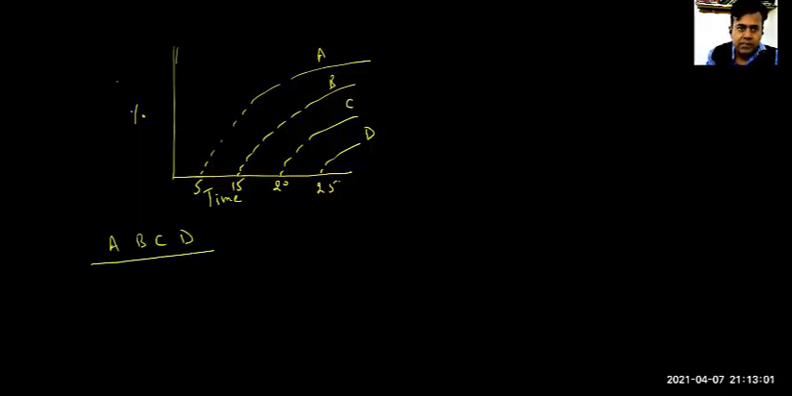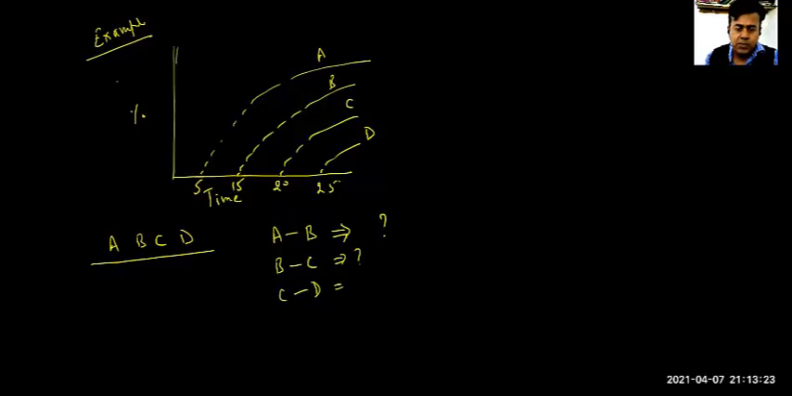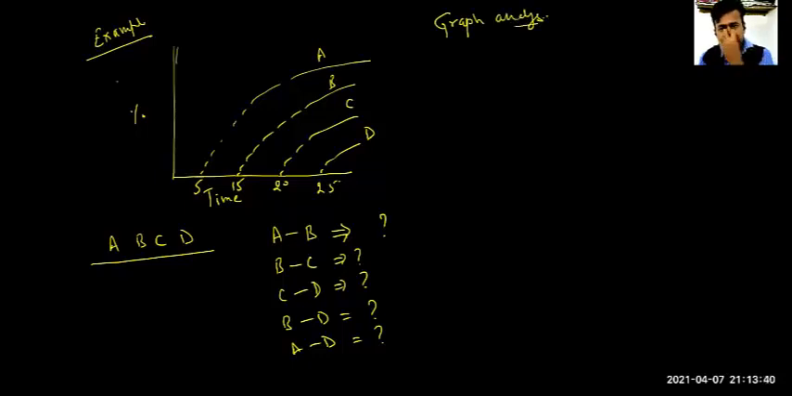I am giving a very simple example so that you can understand what I am talking about. So the distance between A to B is how much? Can you tell me? And between B to C, how much? C to D, how much? B to D, how much? A to D, how much? From this graph, what can we say?